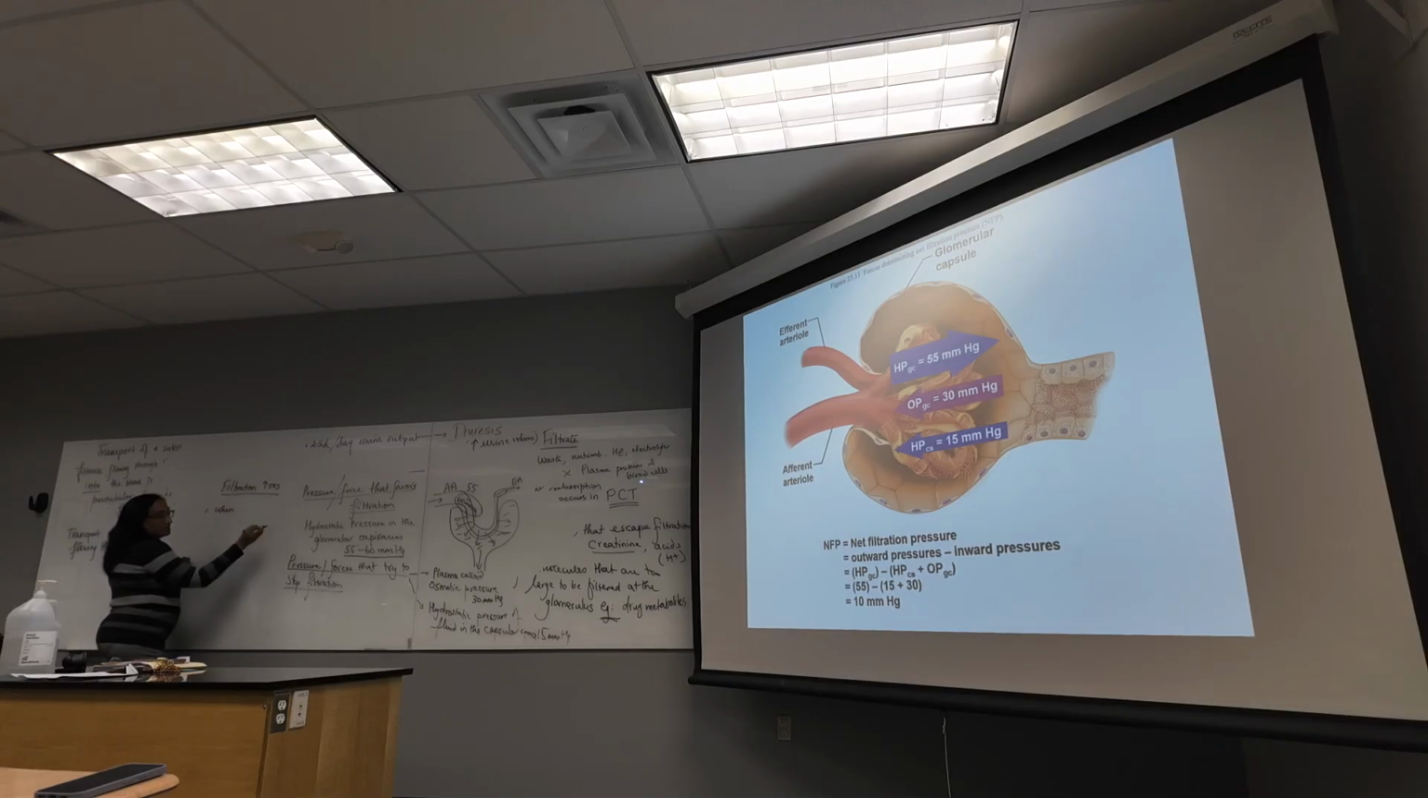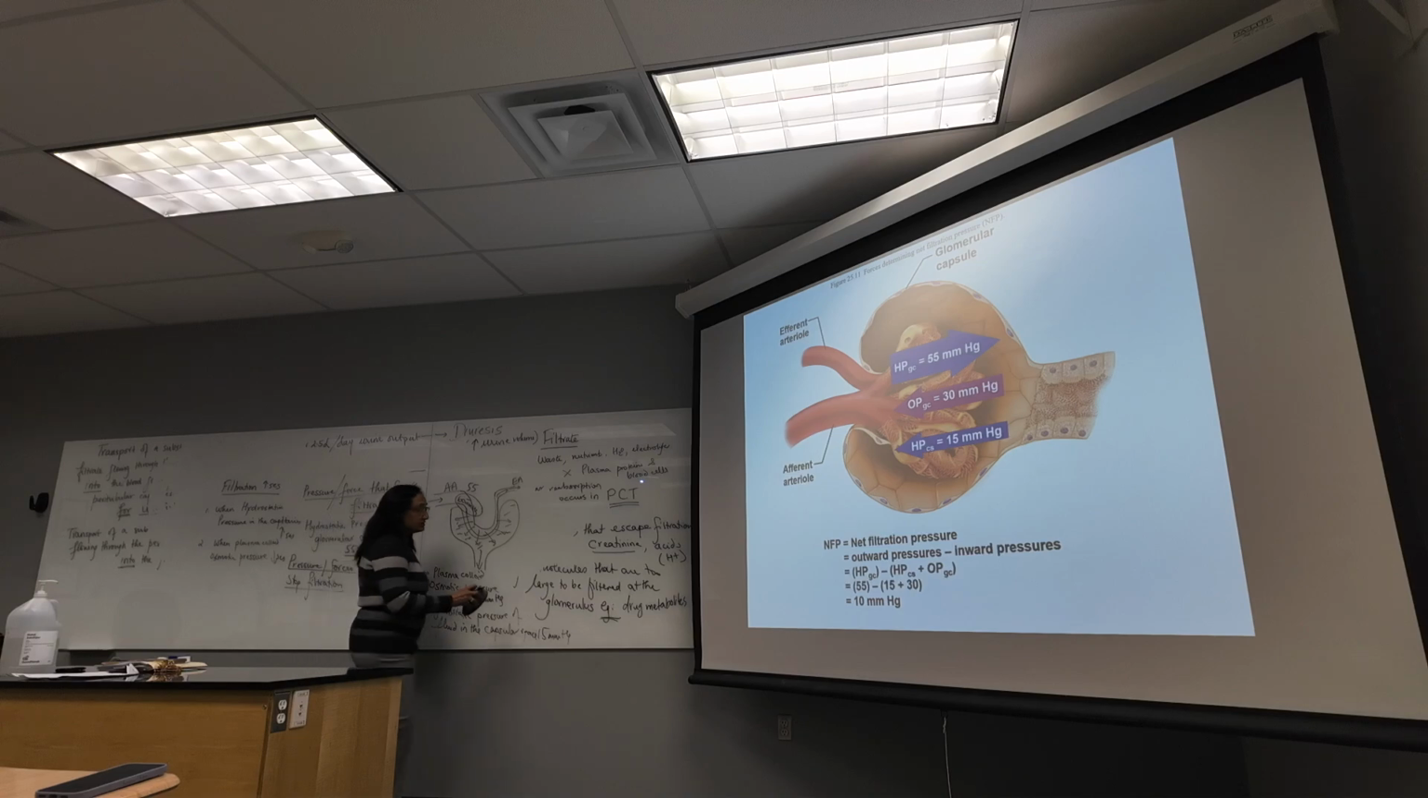When hydrostatic pressure in the glomerular capillaries increases, or when plasma colloid osmotic pressure decreases. Okay, which is what you just saw in the examples. Now, a third one. Okay, think about this.